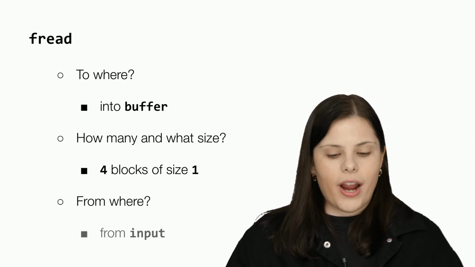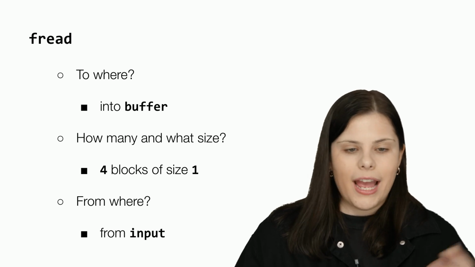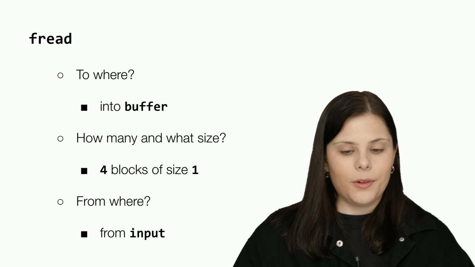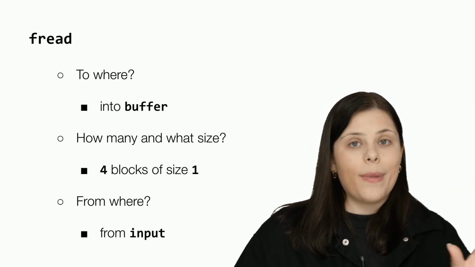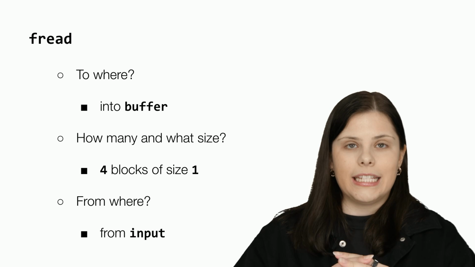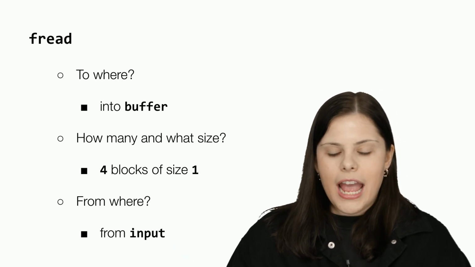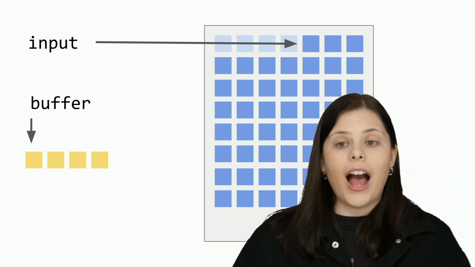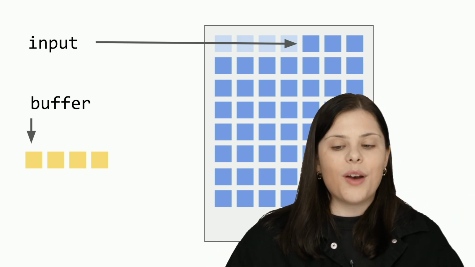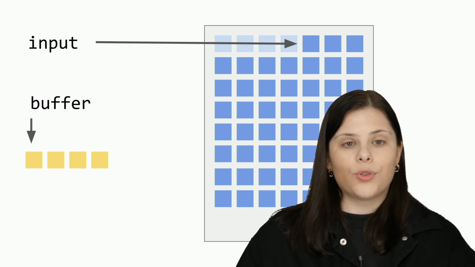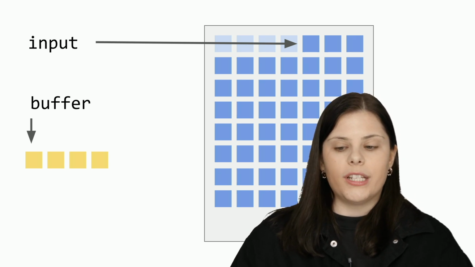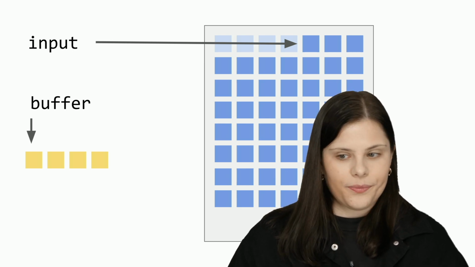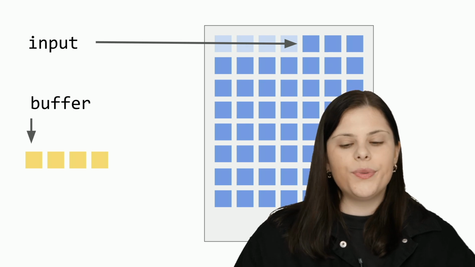And then from where, right? From the input file, or again, whatever name you chose to give to your input file. So again, to where, how many and of what size, and then from where. This is how we put our fread function together, and this is how we can visualize it in the end, right? We had our pointer input to the file that we were interested in. We grabbed 4 bytes from there, and then we stored them into buffer. So now input is pointing to the next bytes in our txt file.